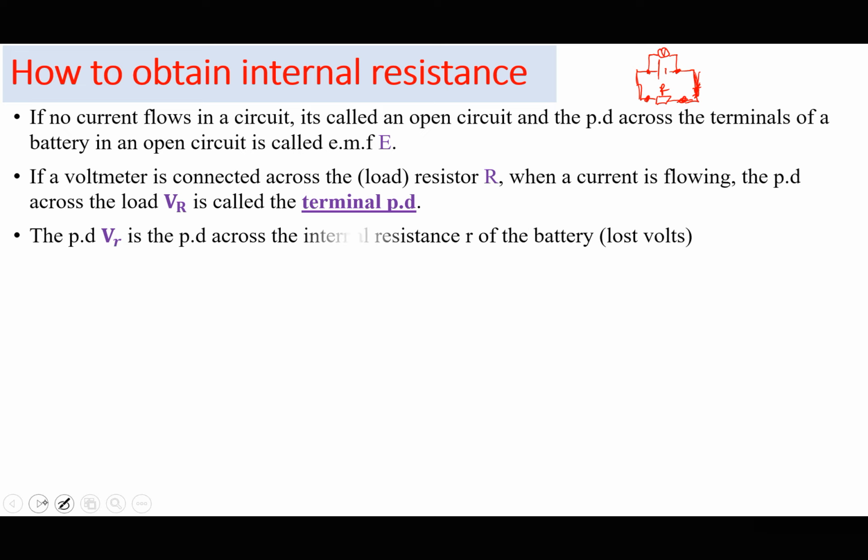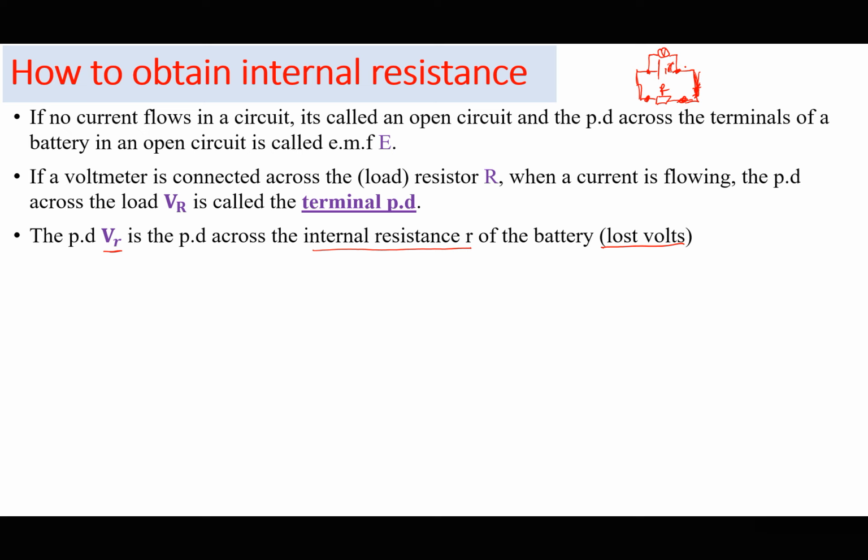So the PD, which is going to be called V subscript small r, is going to be the PD across the internal resistance r of the battery, which we shall commonly call the lost volts. Because the battery has some resistance, which I'll call internal resistance, which we call small r, there is some PD or some energy lost within the battery due to this small resistance r. And that PD is always going to be called the lost volts.